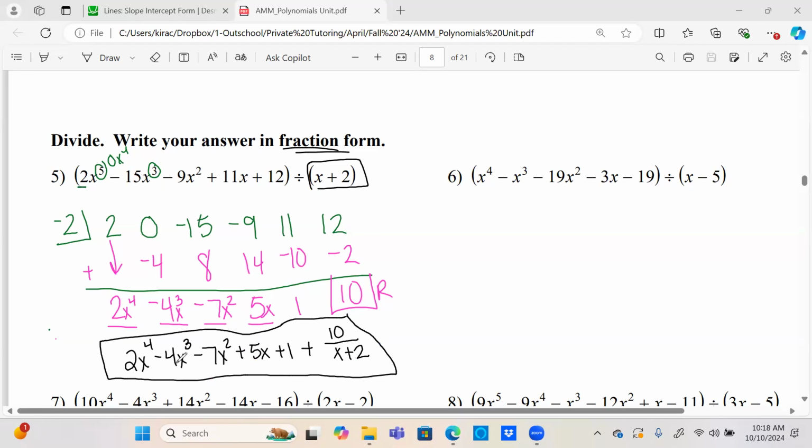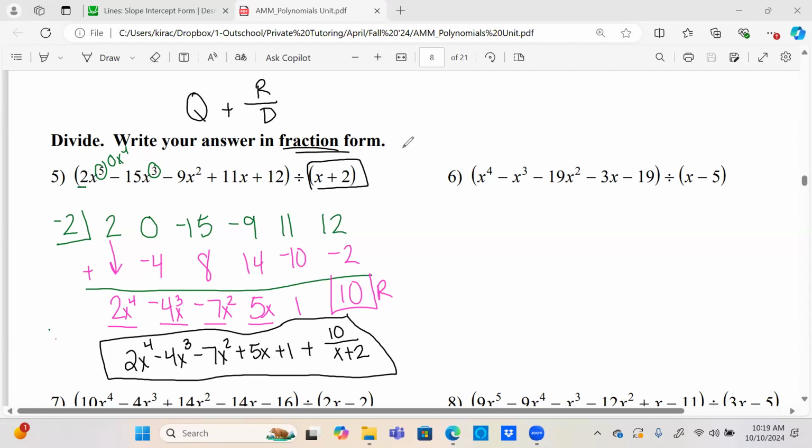So you always take your quotient plus the remainder over the divisor. If your remainder is 0, then you don't have to worry about it. But we did have a 10 this time. If the remainder would be negative, this plus would change to minus. I'm sure we'll probably get one like that.